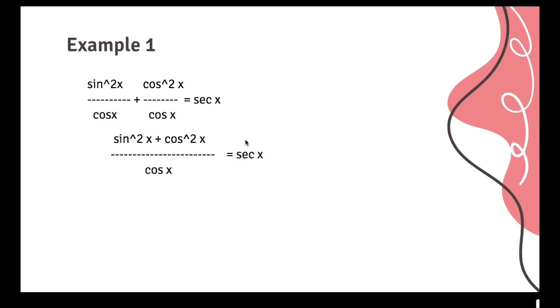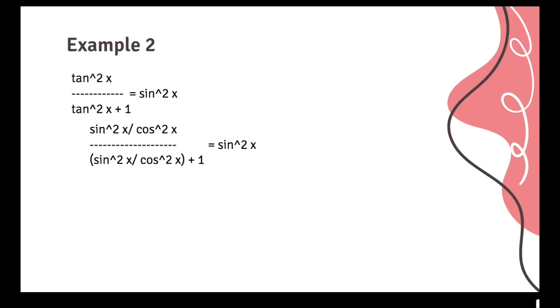So this first top part is part of the Pythagorean identities, and so we know that it equals 1. So it's 1 over cosine of x equals secant of x, and using the reciprocal identities, we know that 1 over cosine of x is secant of x. So secant of x is equal to secant of x. And that is done.